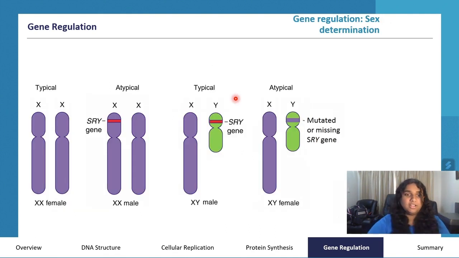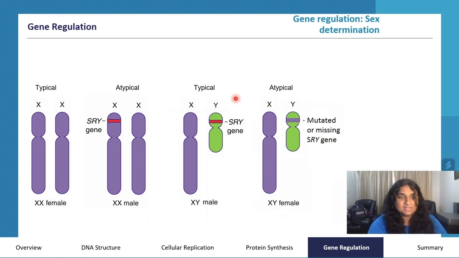So there are a couple of different kinds of gene regulation that QCAA expects you to know. The first one is about how sex is determined in humans using something called the SRY gene or the sex gene.